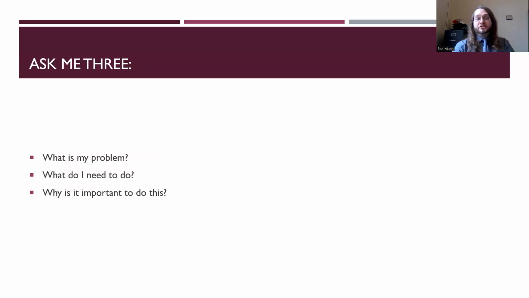One model that can be used to help in health literacy is the Ask Me 3 model. What is the problem? What do I need to do? And why is it important to do this? If people have a good understanding of all three of those things, they're much more likely to pursue health outcomes that are supportive of those particular needs.